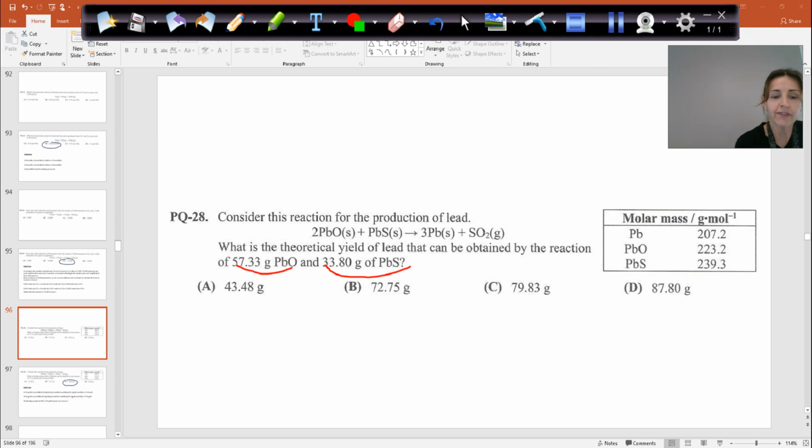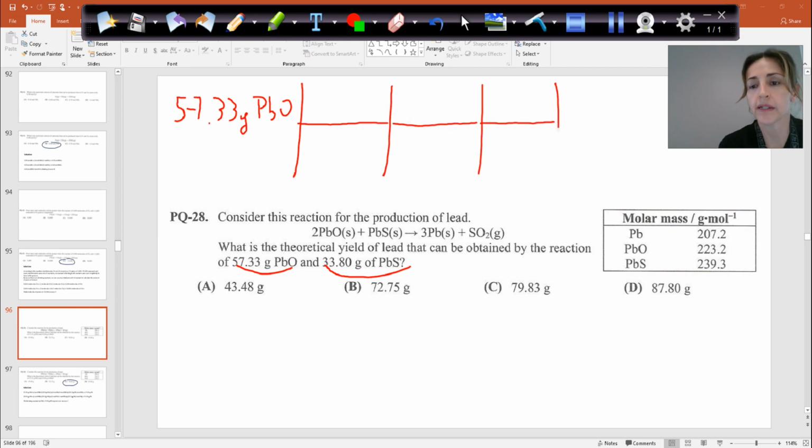So we have these 2 amounts in grams. Let's set it up so that we can do all the calculations. So let's start with 57.33 grams of PbO. And then let's start our setup.